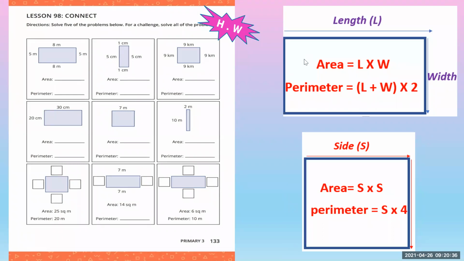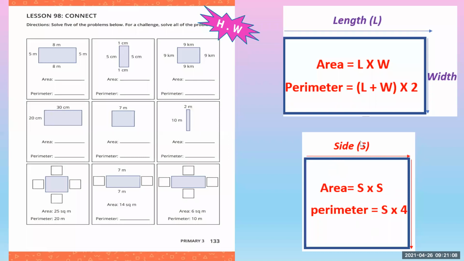Let's remember together, if I have a rectangle, the area will be length times width. Length, which is the long side, times width, which is the short side. Perimeter will be length plus width times 2. So I will add length and width and then multiply the sum by 2.